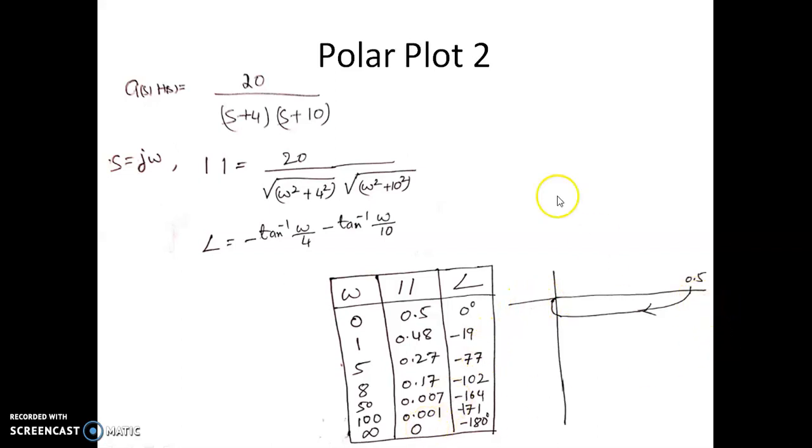So this is the polar plot for this particular transfer function having two poles on the real axis of the S-plane.